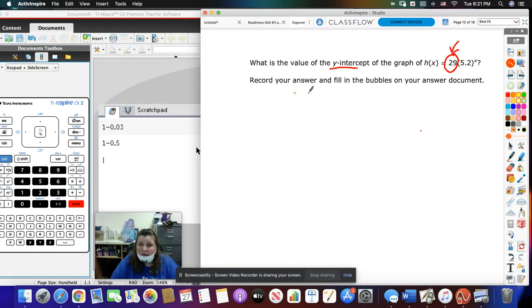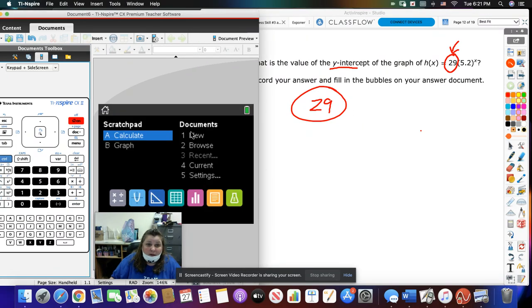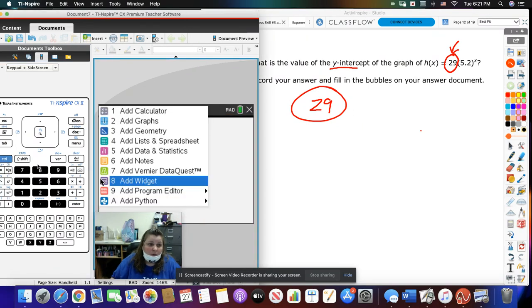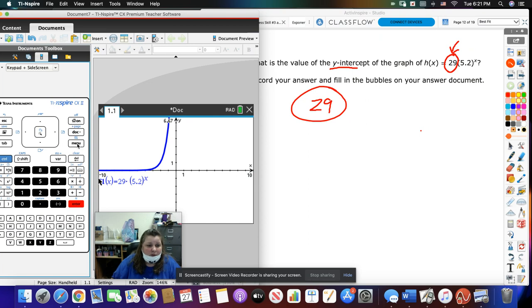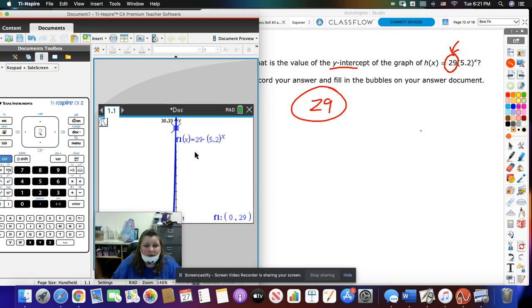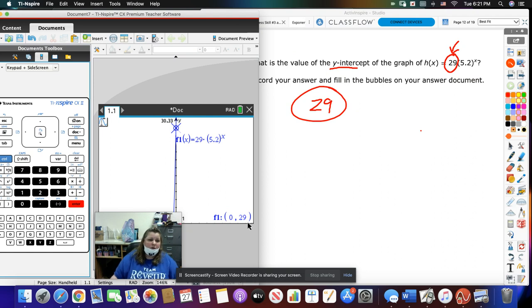It's right there, 29. There's the answer to bubble in or type in, however you're doing it on the STAR test. Now, if I needed to, home, new document, save changes, no. I could have added the graph, type this in, 29, open parenthesis, 5.2, caret, and then put my X up there, enter. And then usually when I hit menu, trace, and graph trace, it goes to 0 and 29. If not, you can just hit 0, enter.